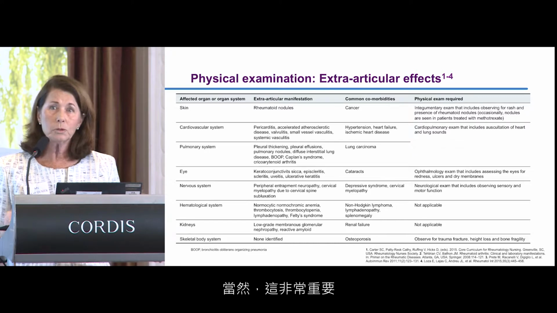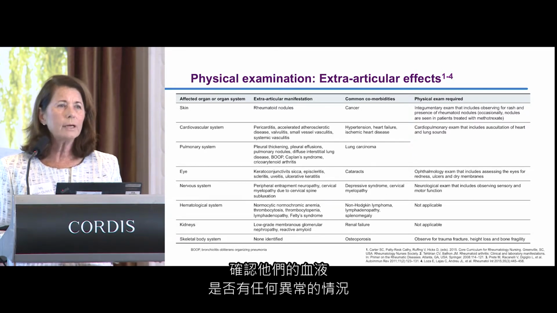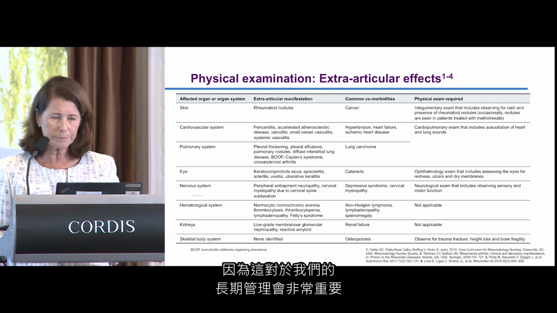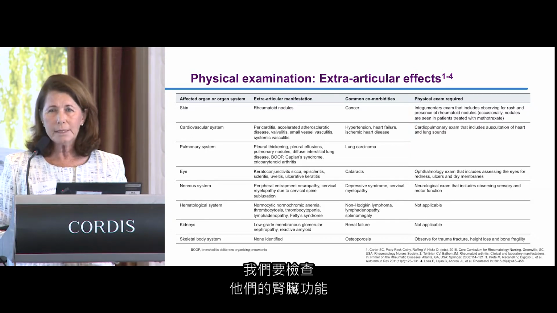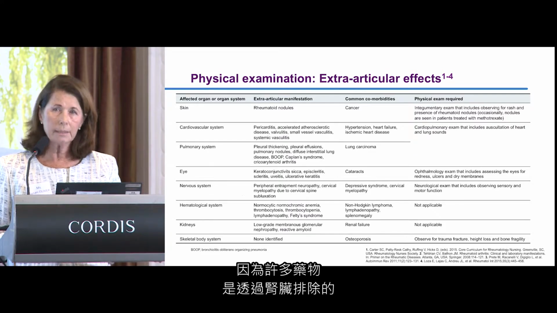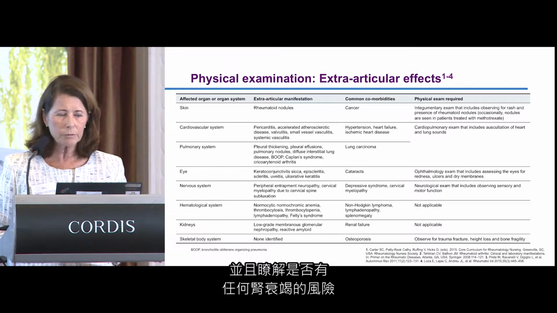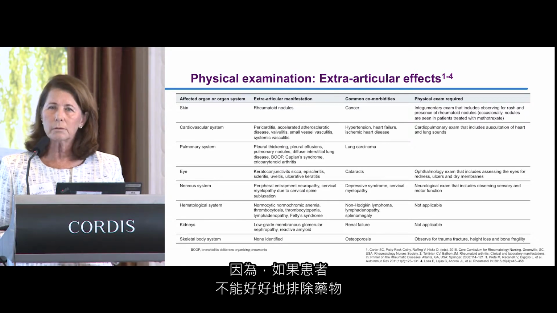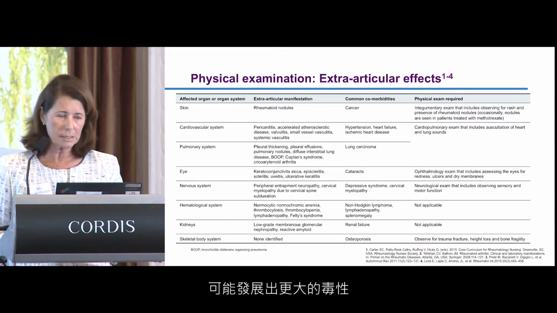And of course, very importantly, we'll be looking at their blood picture very carefully and finding out if they have any abnormalities in their blood picture, because that's going to be vital for our long-term management. And then kidneys. We're going to be looking at what kidney function they have, because, again, many of the drugs are excreted through the kidneys, and we need to be mindful of that and know if there are any risks from renal failure, because if patients are not excreting the drug so well, then the drug levels in their body will be higher and they'll develop more toxicity.